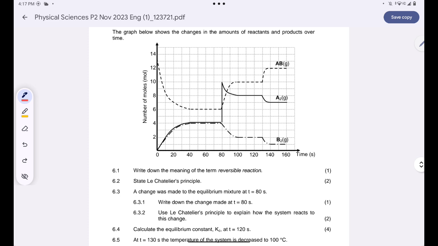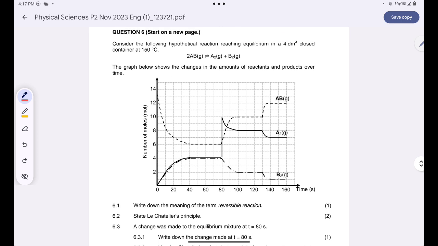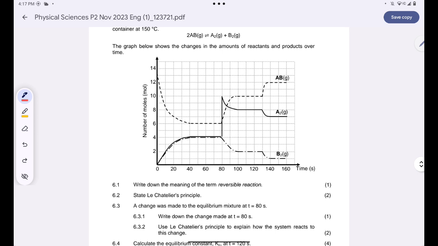Write down the meaning of reversible reaction. A reversible reaction is a reaction whereby the products can be converted back into reactants. So 6.2, they want us to state Le Chatelier's principle. Le Chatelier's principle states that in an isolated system, when chemical equilibrium is disturbed, the system will shift in such a way that it will favor the reaction that will cancel or oppose the disturbance that was made. That's Le Chatelier's principle.